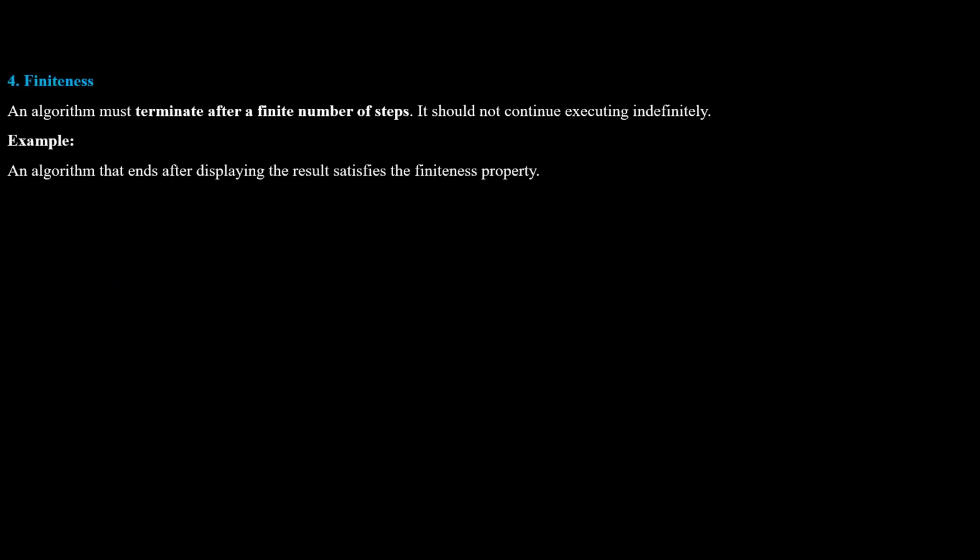The next feature is finiteness. An algorithm must terminate after a finite number of steps. It should not continue to execute indefinitely. For example, an algorithm that ends after displaying the result satisfies the finiteness property.